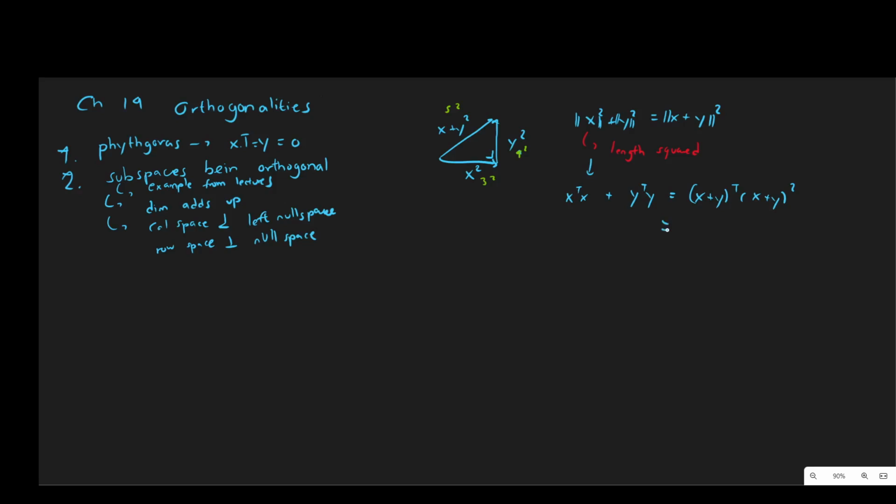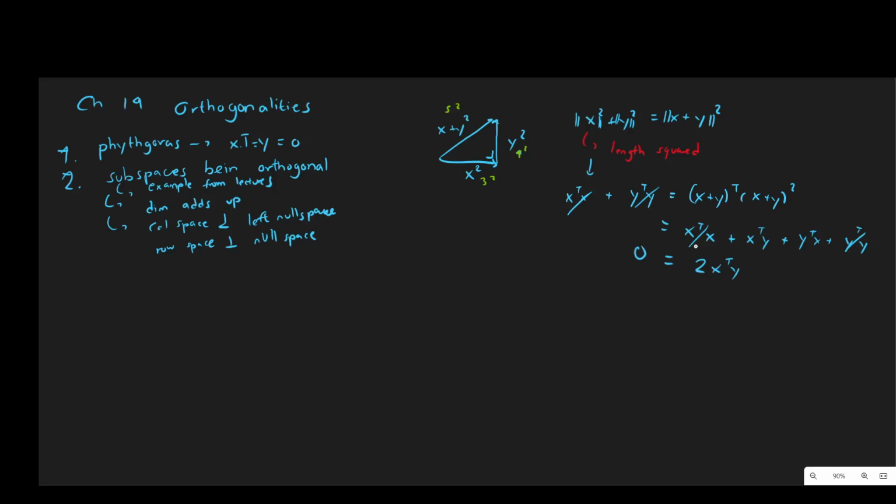Let's expand this term. You have x transpose x, then plus x transpose y, plus y transpose x, plus y transpose y. Cool. So this term will cancel out. These two are the same thing, because x transpose y is just the dot product of these two, and so is this one. So let's do this, and this will equal 0.